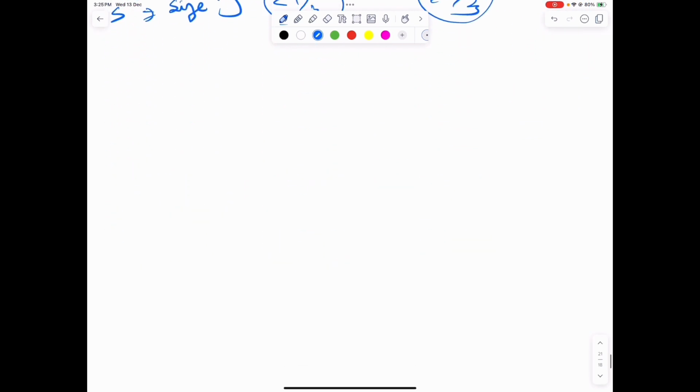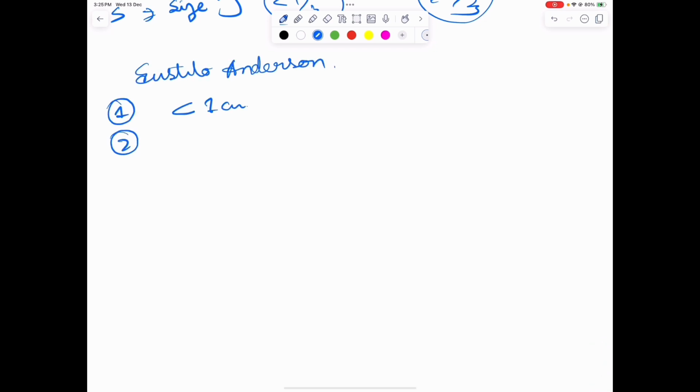Now we move on to the Gustilo-Anderson classification. What happens in the Gustilo-Anderson classification? In first, you will have a lesion less than 1 centimeter. In second, you will have a 1 centimeter to 10 centimeter lesion. In third, you will have a lesion greater than 10 centimeter. In fourth, how can you remember the fourth one? That was a trick question. There is no fourth.